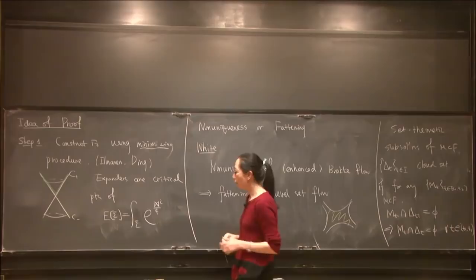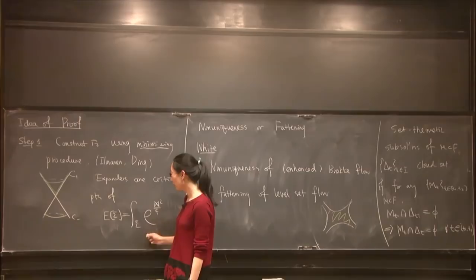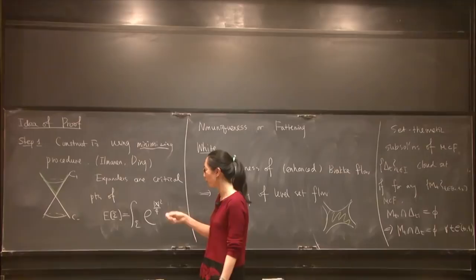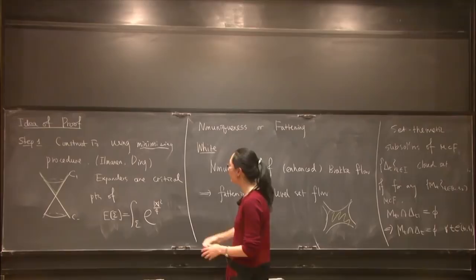Okay. So a quick remark is that there's no compact expander. Every expander has to be non-compact. So this functional is only formally defined. This critical point is with respect to any compactly supported variation, right? Okay, so then it becomes clear what I mean. This is E minimizing, okay?